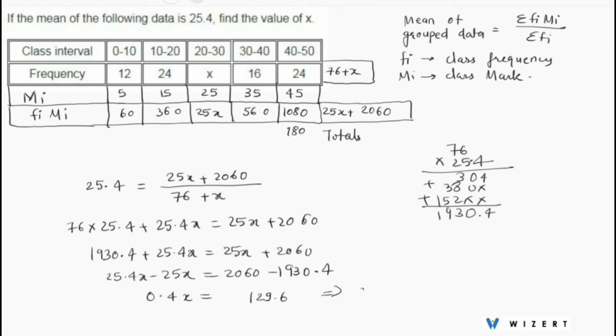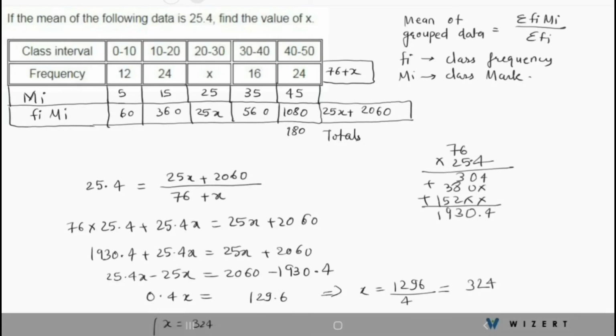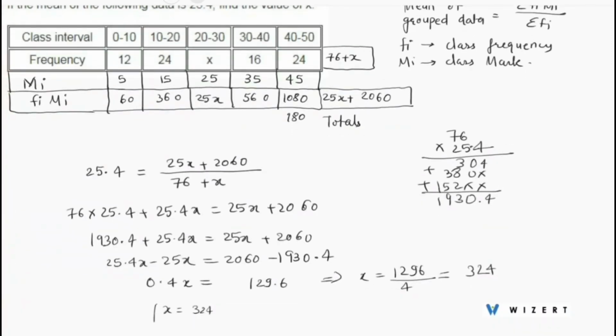So from here we get value of x as 1296 divided by 4. I have simply eliminated the decimal point. So that is 4 3s are 12, 4 2s are 8, 4 4s are 16. So x is equal to 324. This is the answer.